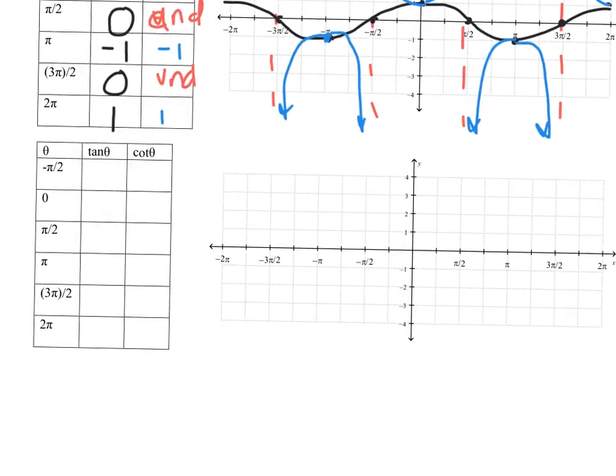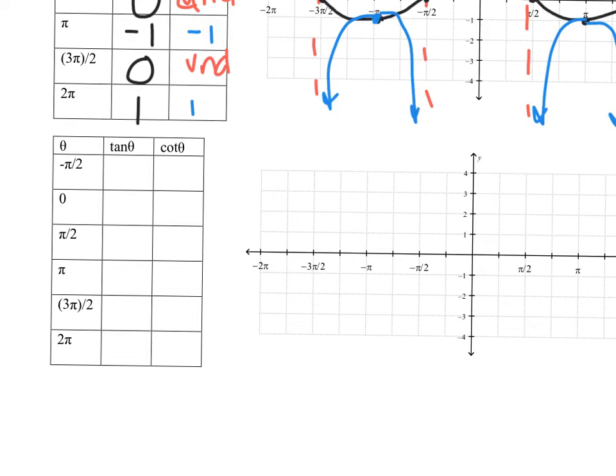Okay, then let's do the cotangent one. So for cotangent, I'm going to look at the tangent of each of these. So the tangent's undefined. The tangent of 0 is 0. This is undefined. Tangent of pi is 0. This is undefined, and this is 0. Well, that barely helps us, but we do know that it's going to be undefined right here.